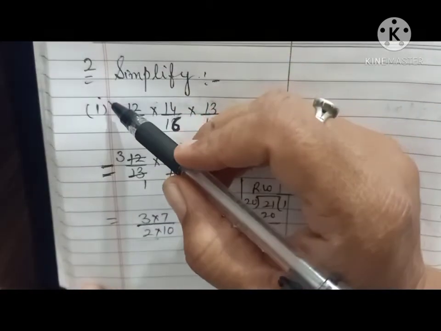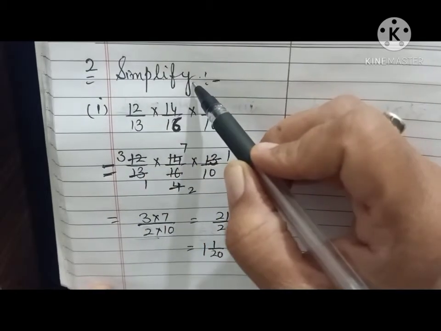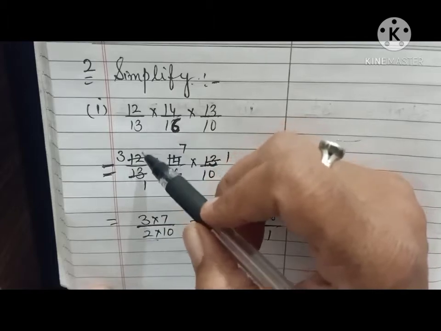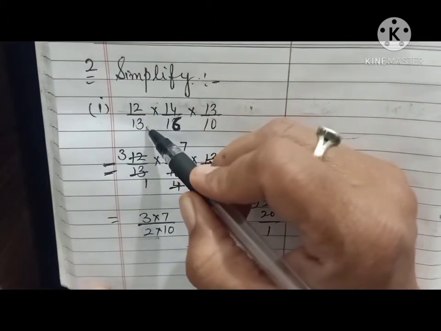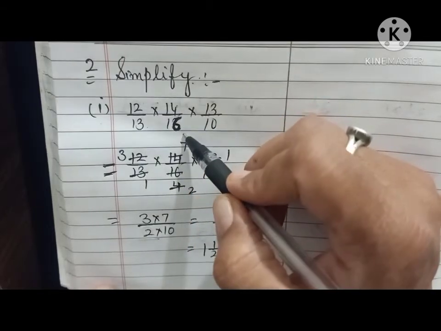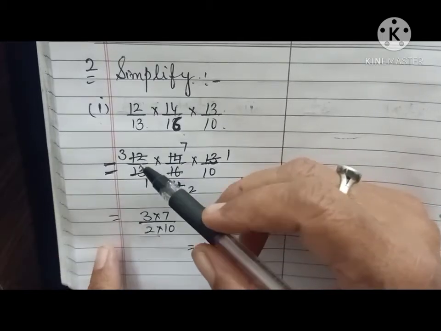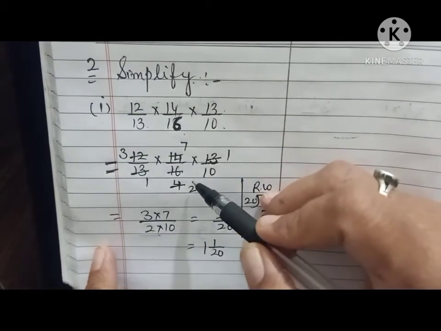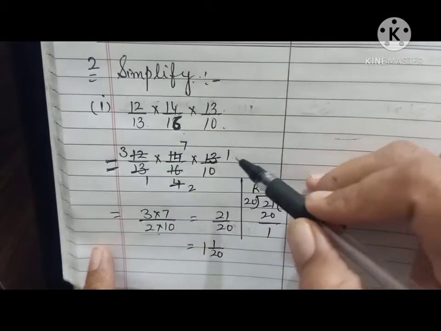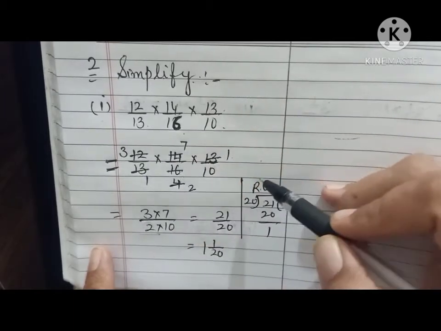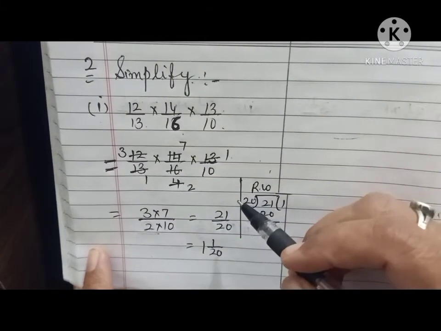Question number 2 of learning check 24. Simplify. Simplify means to write the fractions in the simplest form. First part 12 over 13 multiply 14 over 16 multiply 13 over 10. Now in this question we can cancel with the tables, or directly multiply product of the numerators over product of the denominators. After that we can cancel it. There are two methods to solve it.